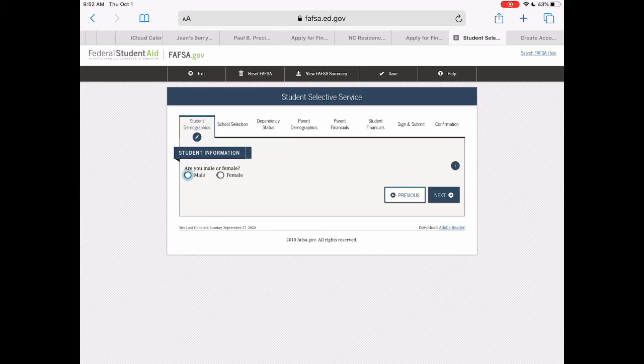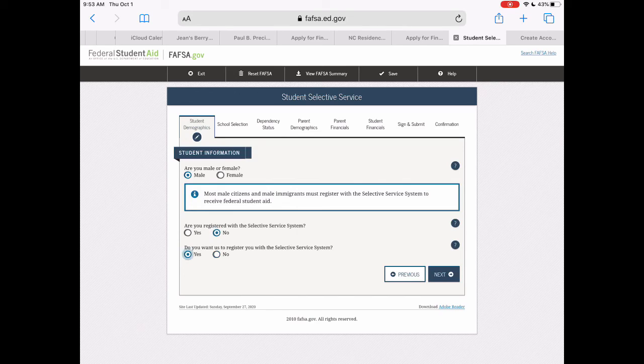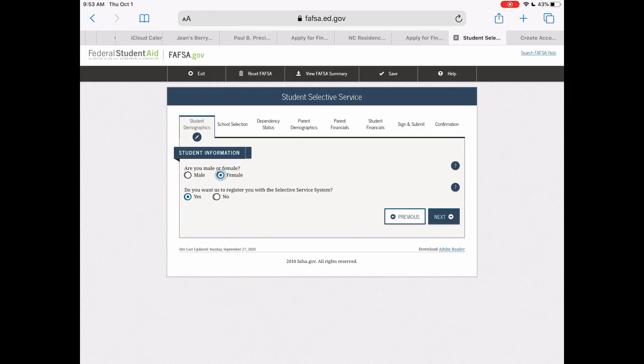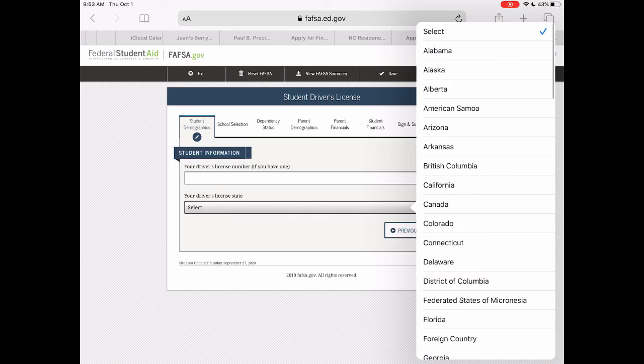So if you are a male student, you have to register with the Selective Service, which is also known as the draft. You have to do that if you're a male student before you can get financial aid. So if you haven't done it already, you can just say no and then say yes that you want them to register you, and that's all you have to do. If you're female, you don't have to worry about it. You don't have to have a driver's license to fill out FAFSA, but you can put it if you have one.